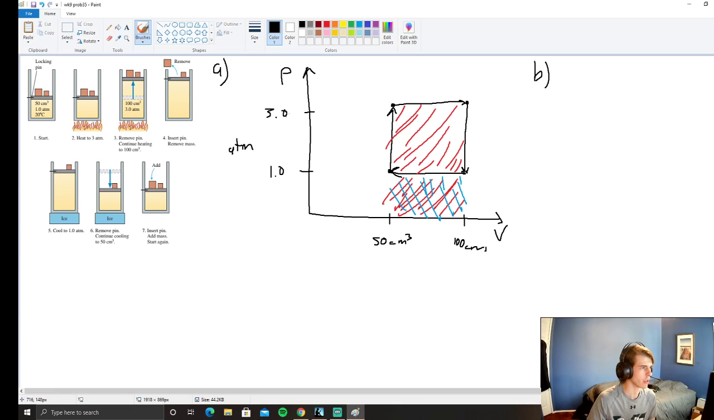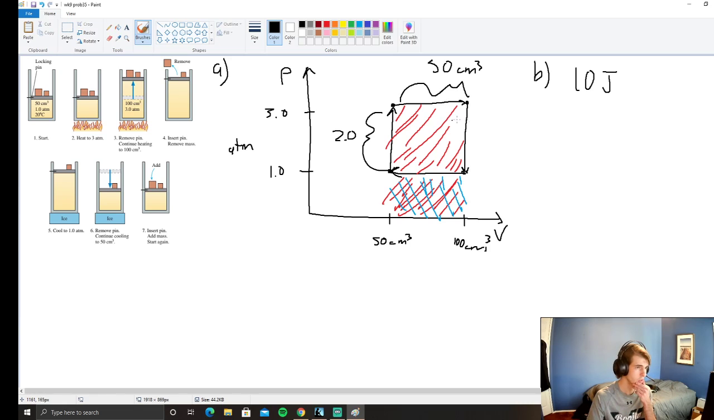So that is 3 to 1, so that's 2 here. And then this is from 50 to 100 centimeters cubed, sorry, this should be cubed. And that is just 50. Then you convert ATM to pascals and centimeters cubed to meters cubed, and you'll get about 10 joules if you multiply them together after converting units. Pretty simple.